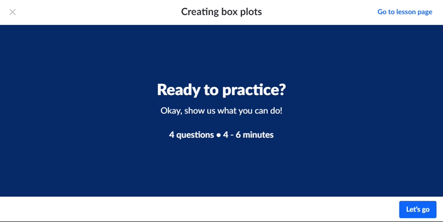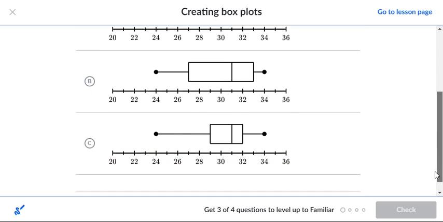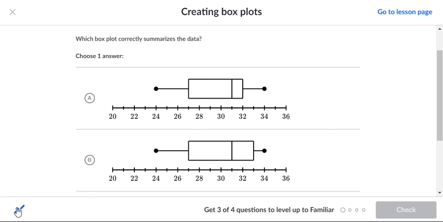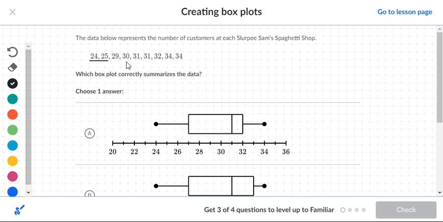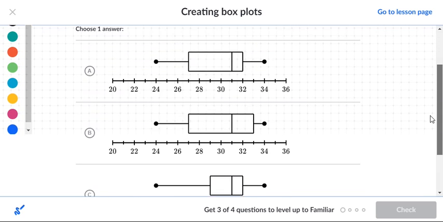Data set and distribution, creating box plots. The data set below represents the number of customers at each Slurpee Sam's spaghetti shop. If we look at our possible choices here, we notice that they all start at 24 and they all end at 34. So 24, 34 for A, B, and C.